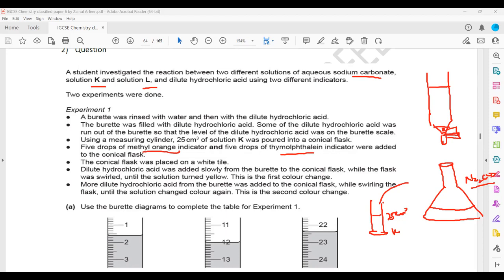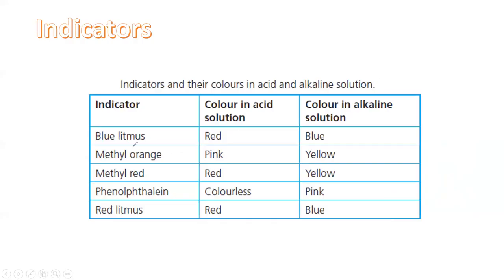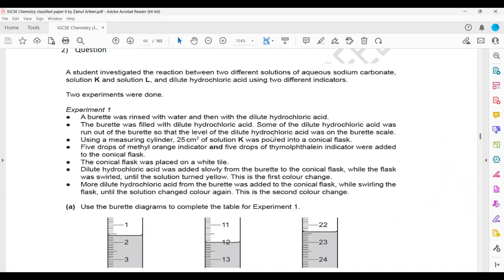So in alkaline conditions, what is the color of the methyl orange? In alkaline, it is yellow, and in acidic, it is pink. But because in this experiment two different indicators are used, it might have a different color, or there might be a color mixing as well. So 5 drops of methyl orange and 5 drops of the thymolphthalein indicator were added.